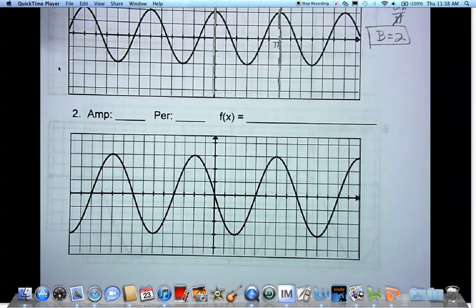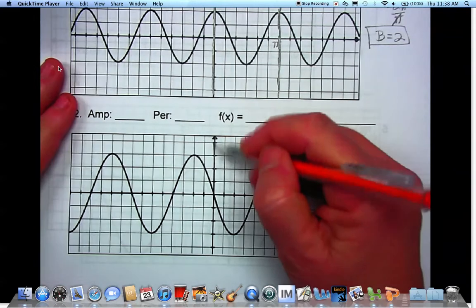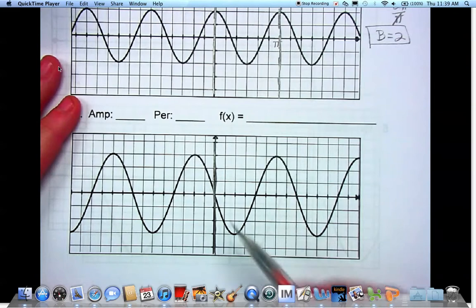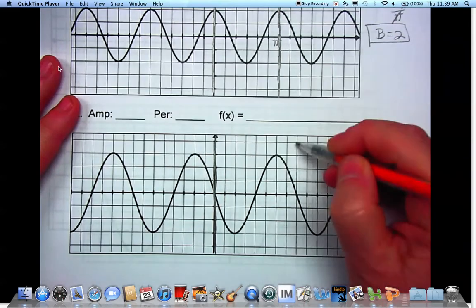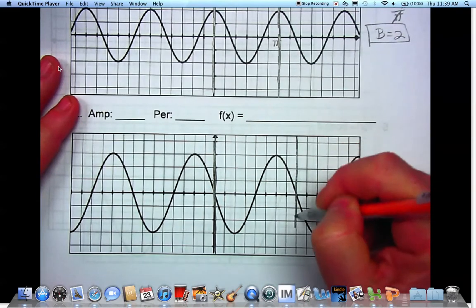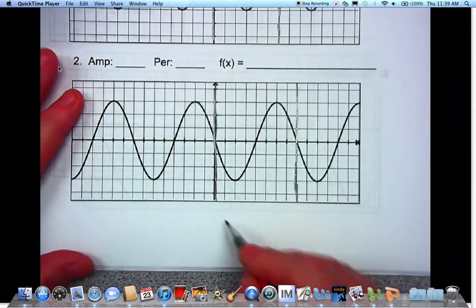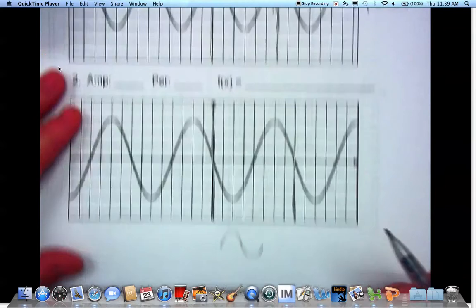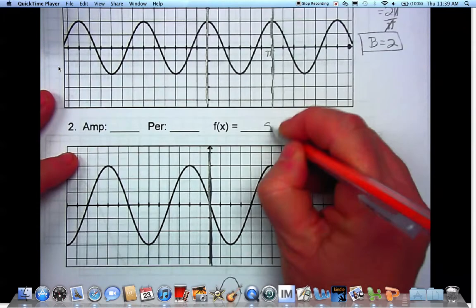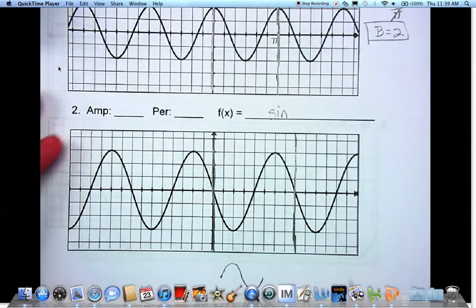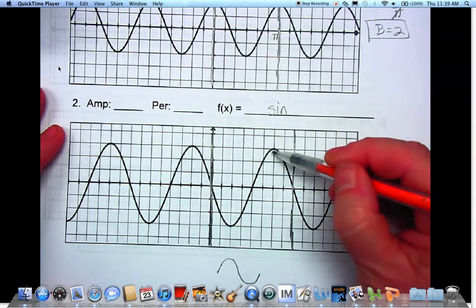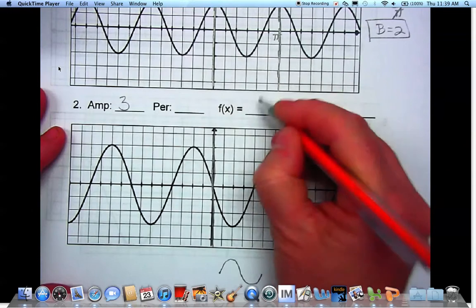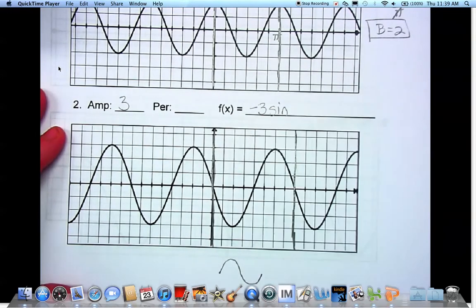Okay, now, this one, we start at 0, always, for now. And what's it look like? A negative sine. Yeah, because it's going down. Normally, a positive sine usually starts up. Okay. This one's starting down, so it's negative sine. And the amplitude? It's 3. So it's going to be negative 3 sine.